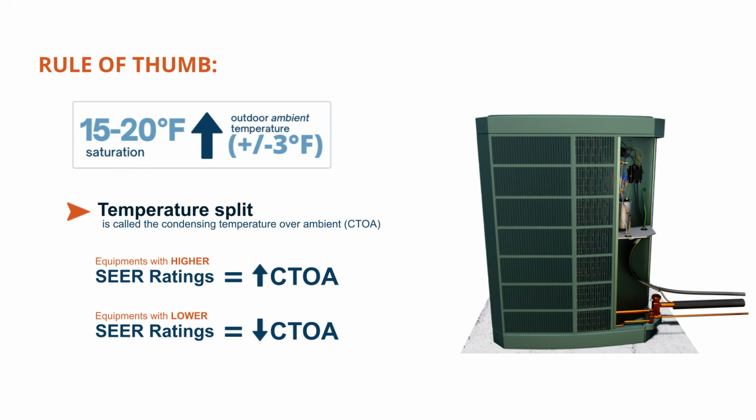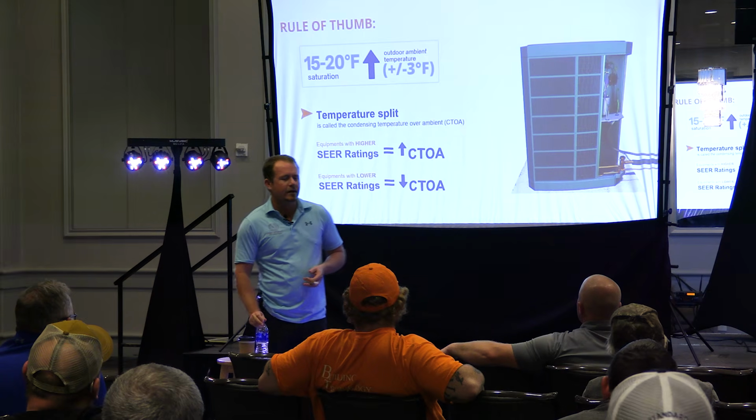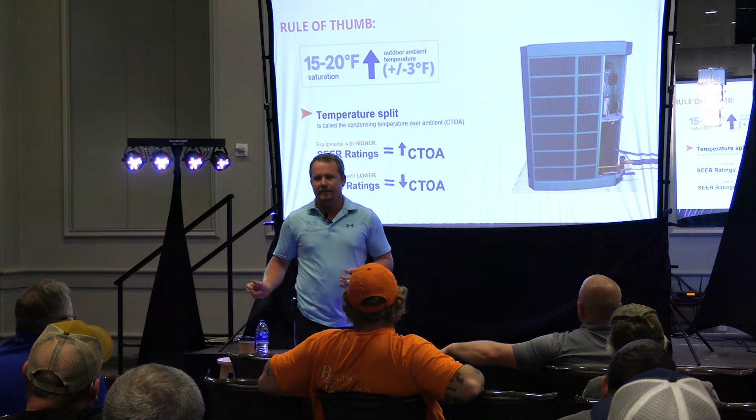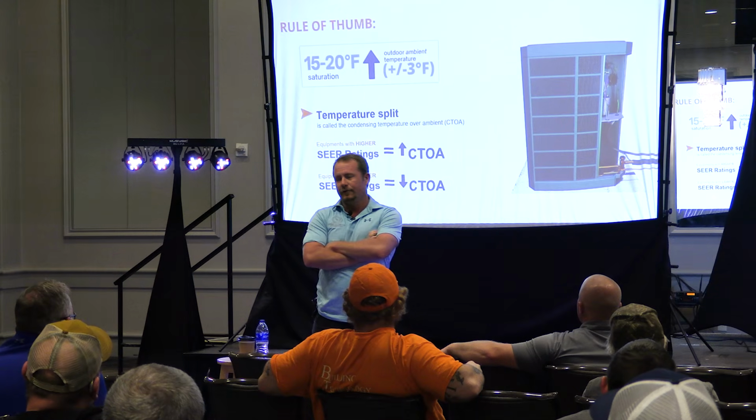The rule of thumb quickly on condensing temperature, we call it CTOA, which I'm pretty sure is an acronym that we made up. I don't think I've read that in any books. Maybe I have. It might have come from Dick Wurs, I'm not sure. But 15 to 20 degrees CTOA on modern systems is pretty typical. It's much more fluctuating than what you see on evaporator temperature, but that simply means your condensing temperature is generally going to be 15 to 20 degrees above your outdoor temperature.